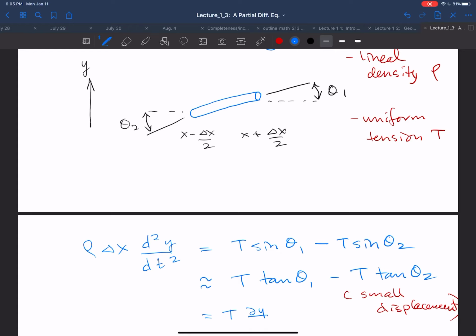So that means that we can write the tangents of these angles as dy by dx. Although in this case, because there are two independent variables, x and t, those are going to be partial derivatives. So we have ∂y/∂x evaluated at x plus delta x over 2, minus T ∂y/∂x at x minus delta x over 2.